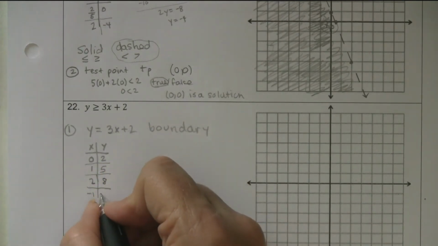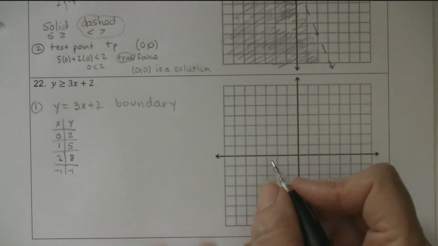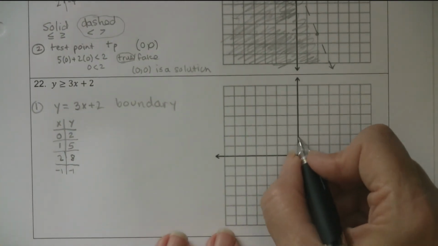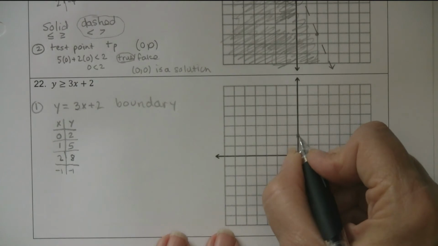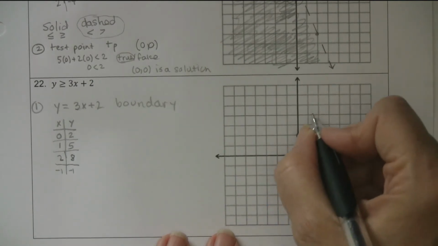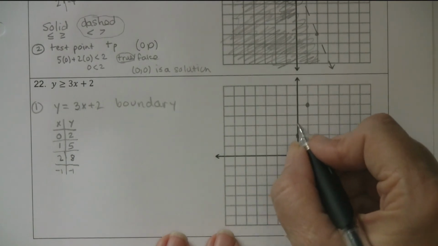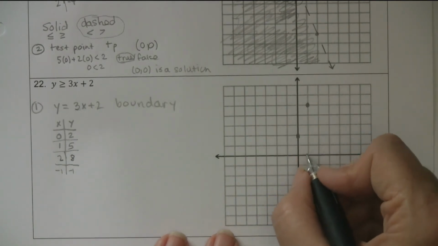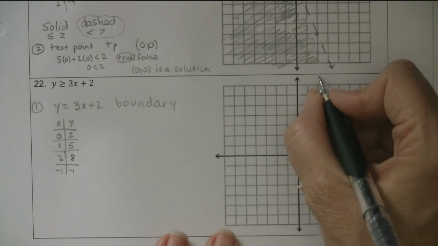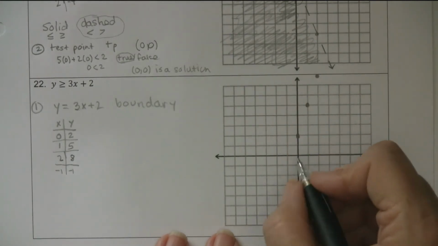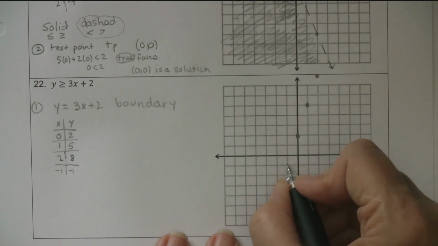Plus 2 is -1. So I'm going to plot these points: 0, 2, 1, 5, 1, 2, 3, 4, 5, yeah. 2, this is the one that walked off the grid, right? There it is. And -1, -1.